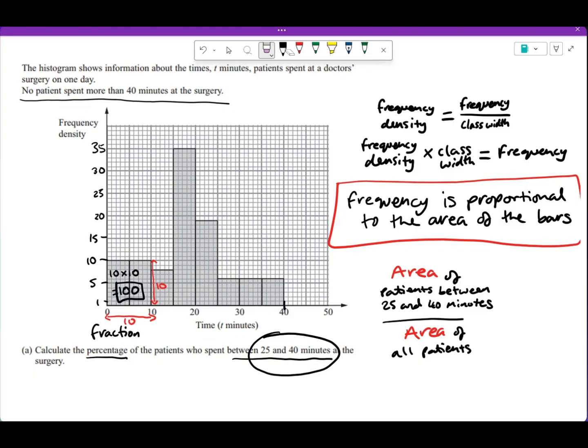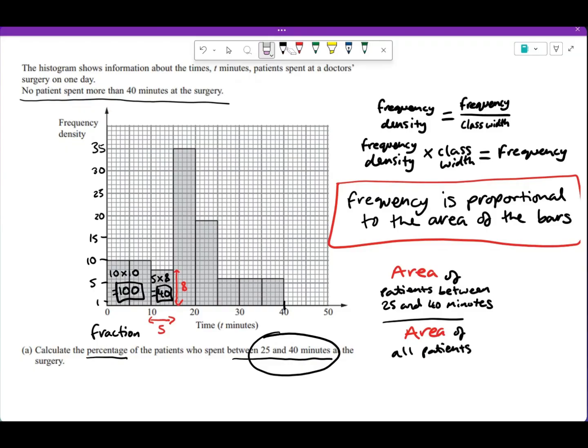Now let's move on to my next bar. So let's figure out the width of this bar. So it's 5 little boxes across. And then going upwards on my frequency density axis, I believe we've got 8. So this time we're going to do 5 multiplied by 8, which is equal to 40.